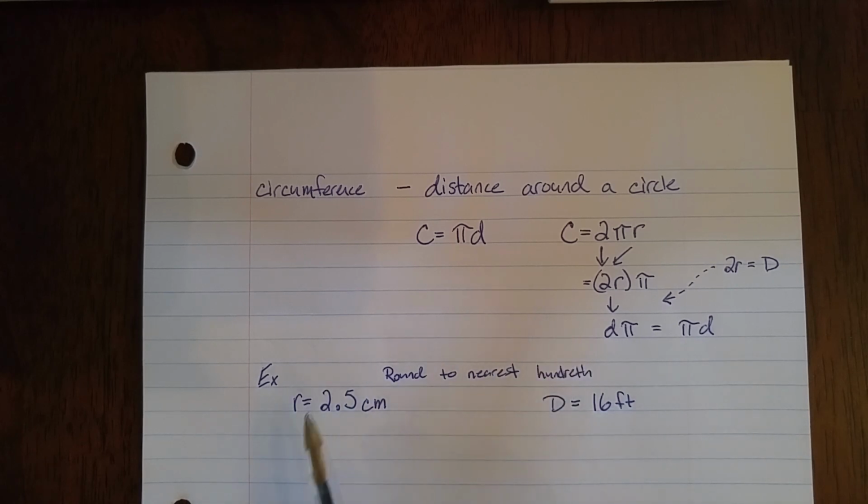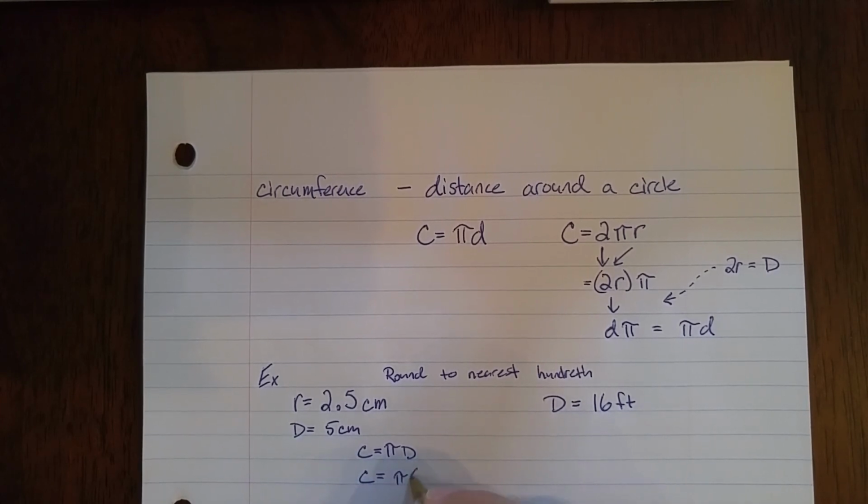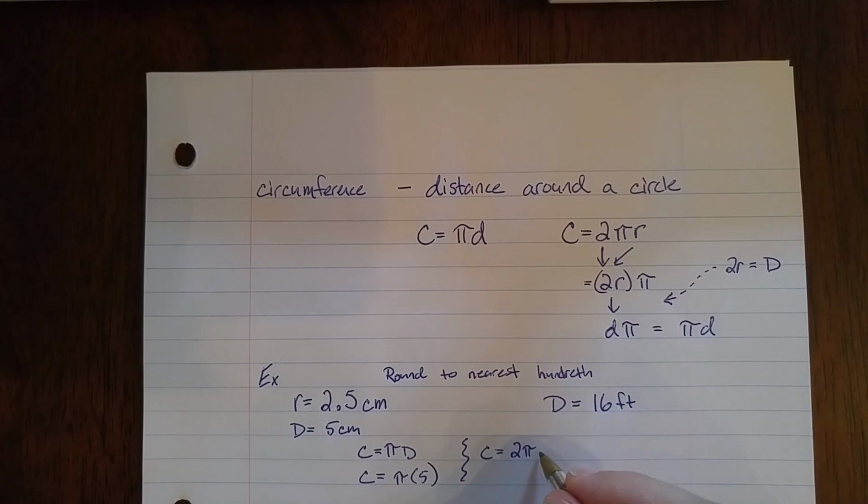If you didn't want to use that equation, you could say, okay, if the radius is 2.5, what would the diameter be? Well, remember, twice a radius equals diameter. Twice this would be 5. So if the radius is 2.5, that makes the diameter equal to 5 centimeters. And now just plug it into your equation. C equals pi times d, or C equals pi times 5. If you didn't want to do it that way, you could say circumference equals, remember it's 2 pi r. So we have circumference equals 2 times pi times 2.5.